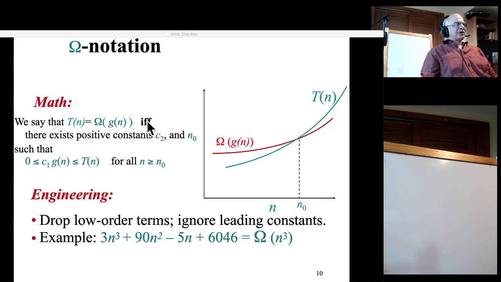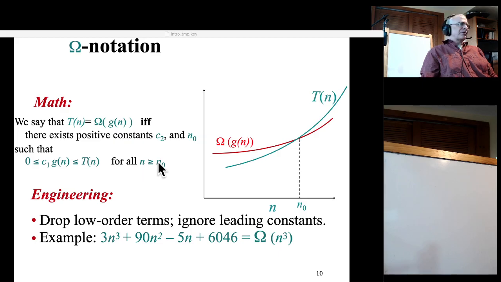we'll use this abbreviation a lot, if and only if there exist positive constants C1 and N0 such that the running time T of n is at least as big as g of n, is at least n cubed, is at least n squared, whatever I want, as long as n is large enough. As usual, I don't care about small n's. All the algorithms run really fast if the input is minuscule, only large inputs I care for. So only if n is larger than N0.